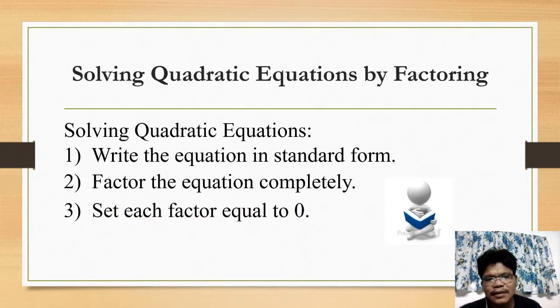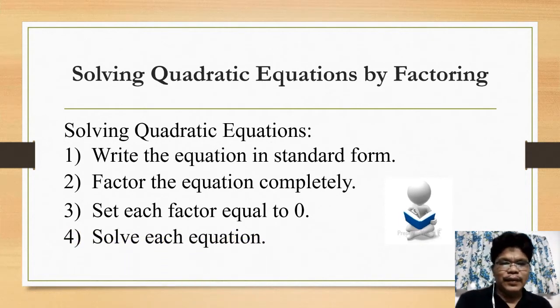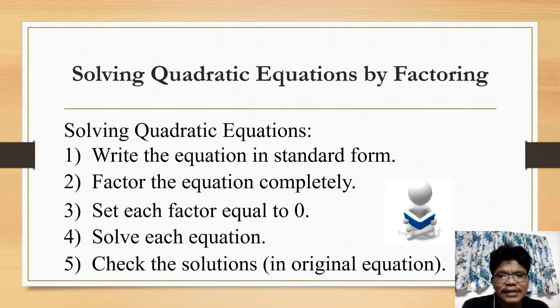Now, number 3, set each factor equal to 0. So that is the application of what we call the zero factor theorem. And number 4, solve each equation, of course. Now, you may observe from the last example, in the zero factor theorem, after we get the factor, apply the zero factor theorem, then the resulting equation becomes a linear equation. And of course, you're going to follow the rules on how to simplify and solve a linear equation. And of course, the last one is check the solution in the original equation. You need to check to see if our solution satisfies our original equation.